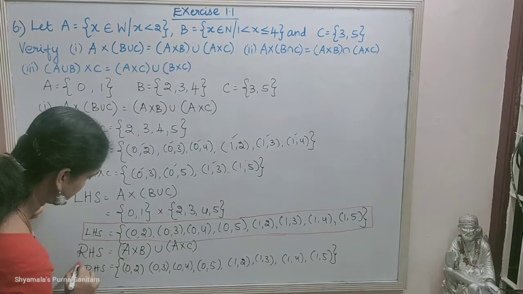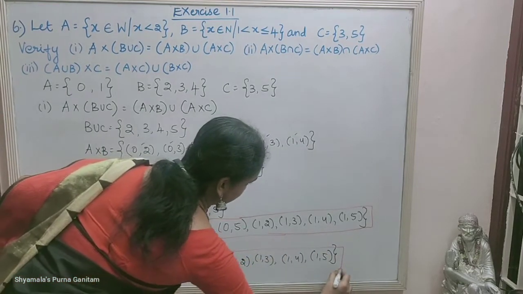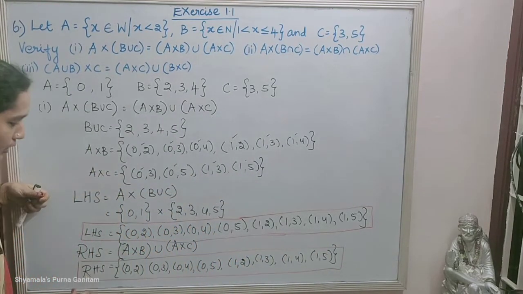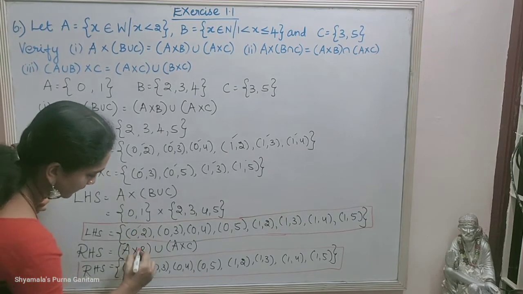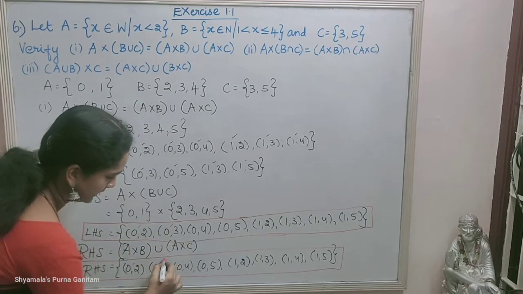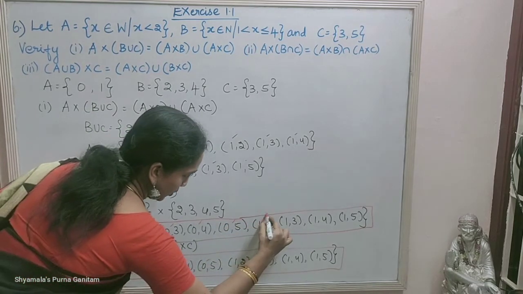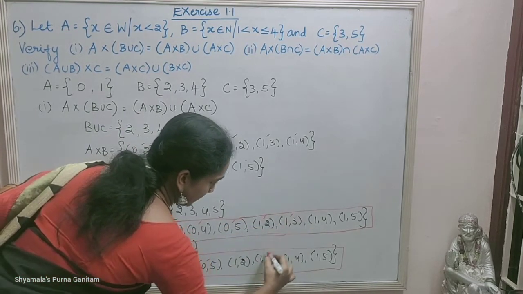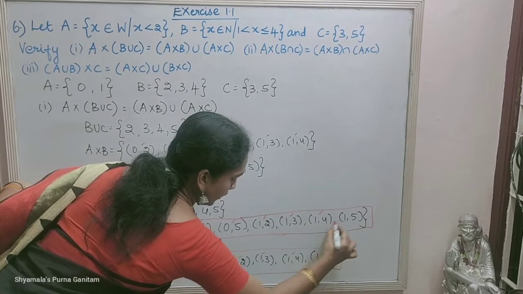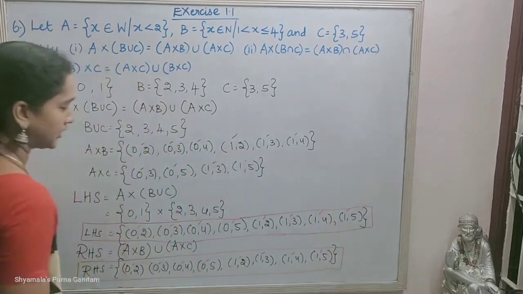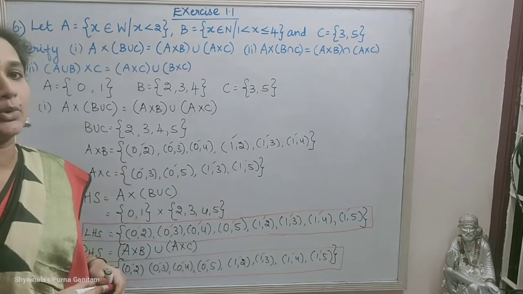Then this is our RHS value. Okay, so (0, 2) is there. Then (0, 3) is there. Then (0, 4), (0, 5), (1, 2), (1, 3), (1, 4), (1, 5). So LHS is equal to RHS.